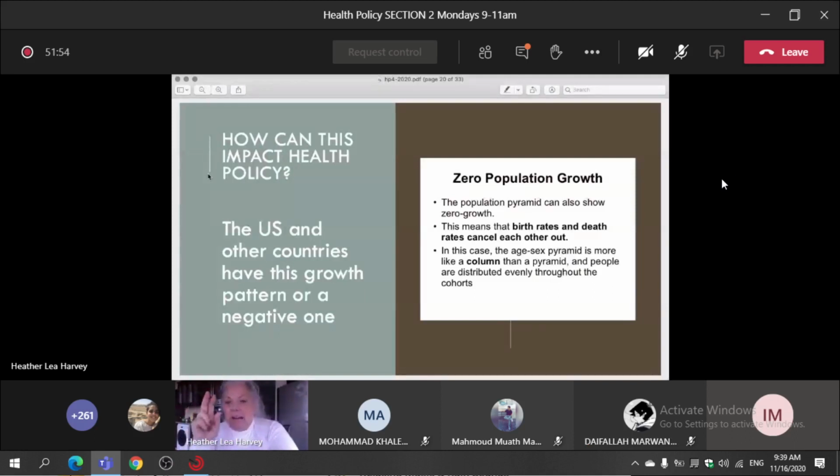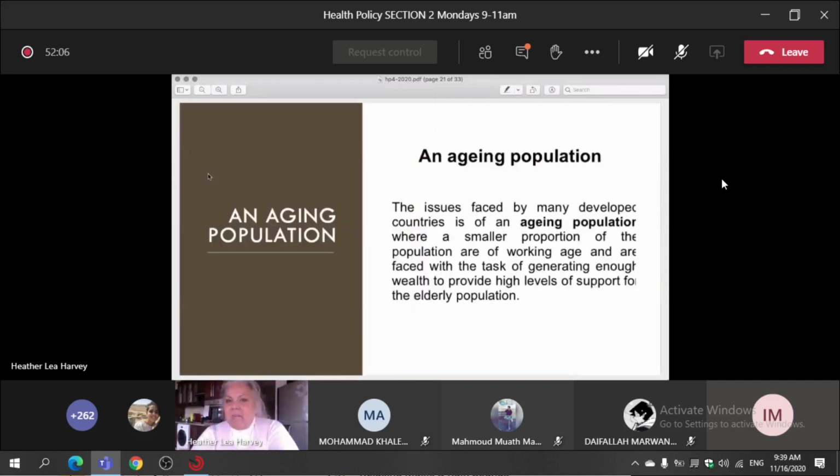So we already know what zero population growth is. It means that we have an equal number of births to deaths, okay? So that's where we get that stationary pyramid. Now, an aging population, okay?